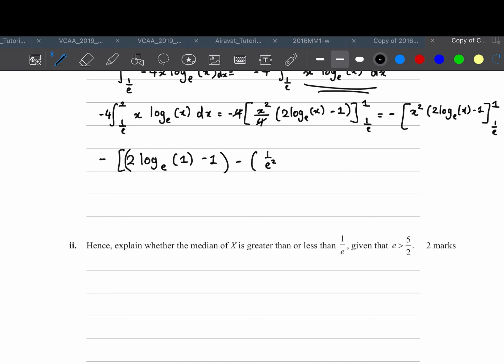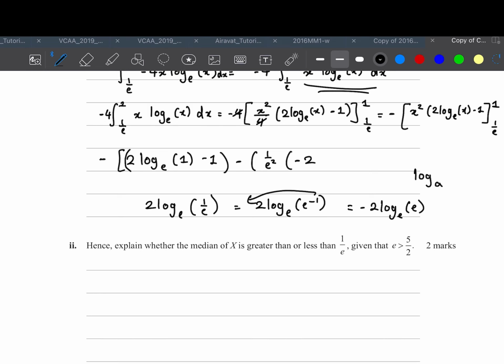So this would just simplify to negative 2. Now the reason being that we had this over here, so 2 log base e of 1 on e, right? This is the same as writing 2 log base e to the power of minus 1. Now if I were to bring this 1 down, it would leave us with negative 2 log base e of e. Now it's a property of log that log having the same base is just going to equal 1. So that's why this part over here is just going to be 1, leaving us with negative 2.